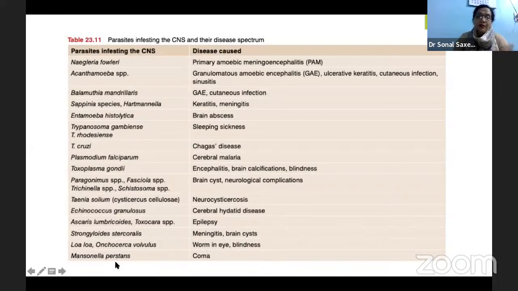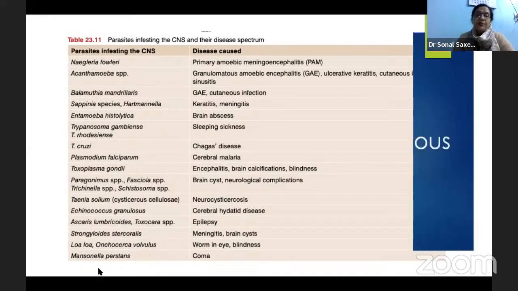They can be brain cysts sometimes. For example, Echinococcus granulosus, the majority of it gets covered in the hepatobiliary portion. But we have mentioned here that there is a possibility of having a cerebral hydatid cyst. This also helps the students in their MCQ preparation.